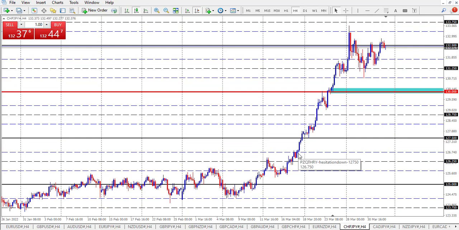Then we go to CFDs. From the CHFJPY, we'll be expecting a buy, and I would want this liquidity to be taken out first, then retest this whole number, and we go up.